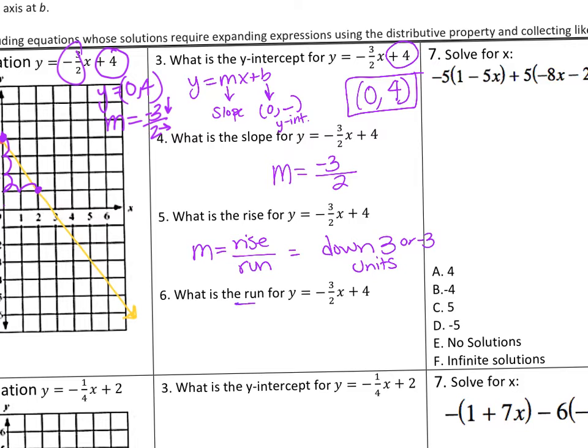Then it says, what is the run? The run is the bottom number, which is 2. So we could say run equals 2, or you could say right 2 units, because it's positive. So the number that's on top of the slope is either up or down, and the number that's on bottom is either right or left.